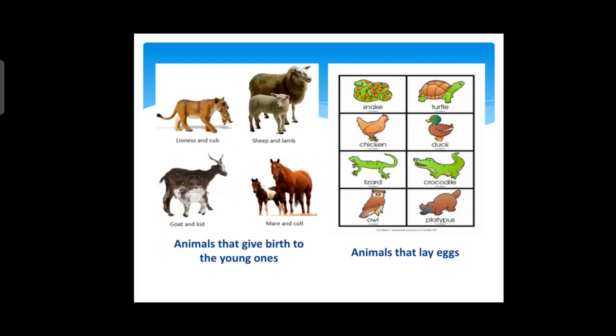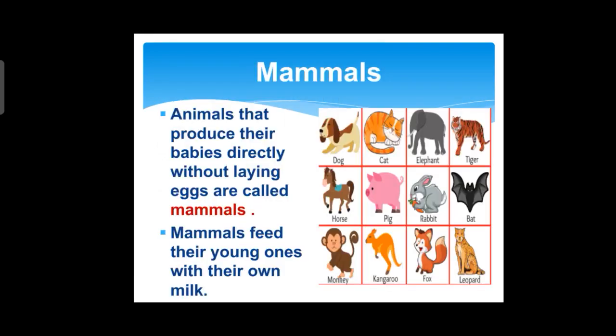In the diagram 1, you are able to see the animals that give birth to young ones like lioness, sheep, goat, and mare. In the diagram 2, you are able to see the animals who lay eggs like snakes, turtle, chicken, duck, etc. Mammals. Animals that produce their babies directly without laying eggs are called mammals.